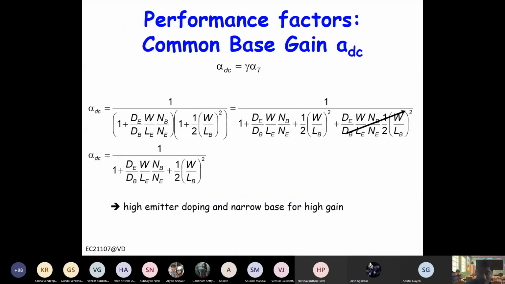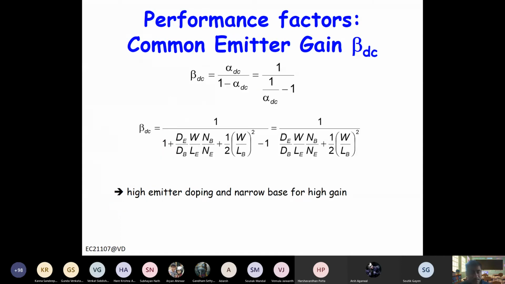Okay, and then for the total forward bias common base current gain, you can substitute the approximation for both gamma and alpha T. You will get an expression like this. So again, this alpha DC depends on NB by NE, W by LB square, and W by LE. You can also analyze beta in terms of the same expression. Now this is the analysis for a smaller, narrow base width.